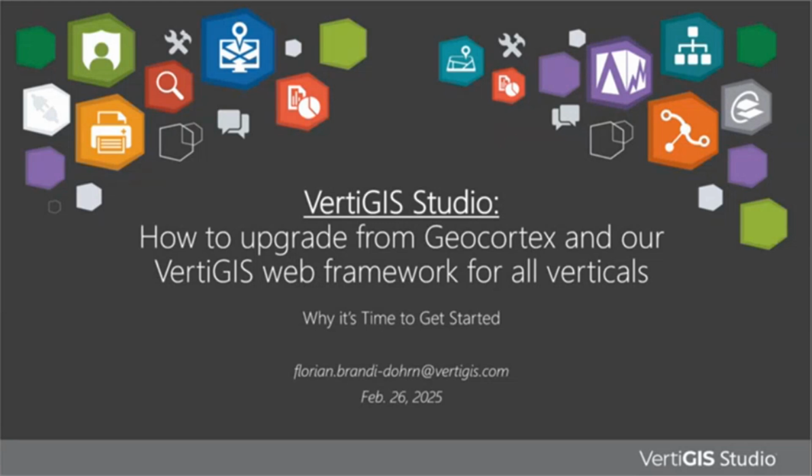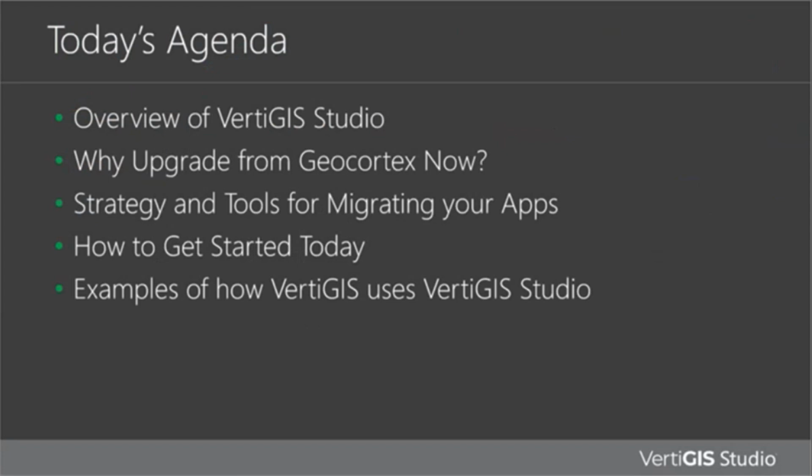Okay. So the topic of today's workshop is VertiGIS Studio, how to upgrade, first of all, from Geocortex, and then how we at VertiGIS actually use VertiGIS Studio for our application. So with VertiGIS Studio, you can build your own apps, but we at VertiGIS also use this web framework to build our vertical applications for, say, utilities, telcos, or facility management, right? So this will be a little bit the focus of today's workshop. And of course, afterwards, you can come up to me and also ask questions.